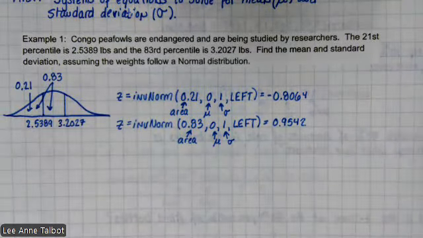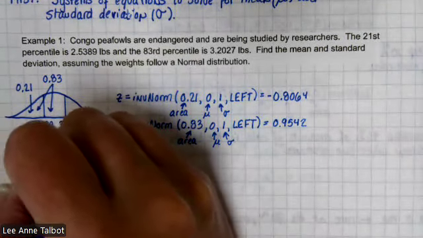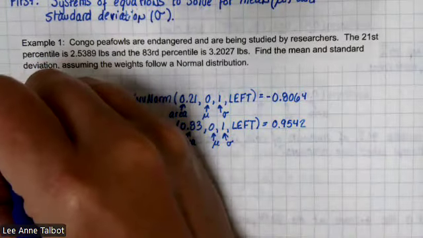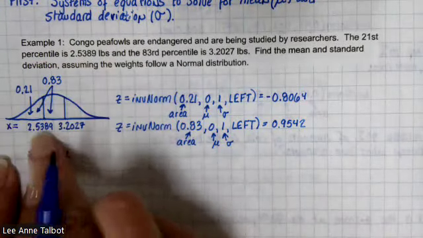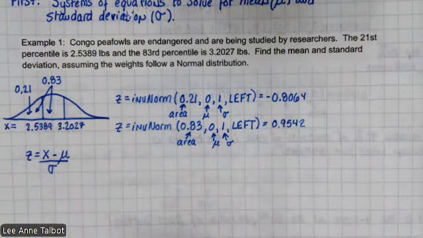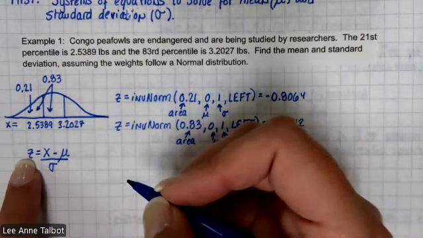Okay, now here's where the system's going to come in. So we're going to use the z formula, which is z equals x minus mean over standard deviation. Okay, and it will really help you out if you put a little x equals right here, then you can see that those are the x's, these are the z's. Okay, so we're going to have two equations. We're going to follow this format.